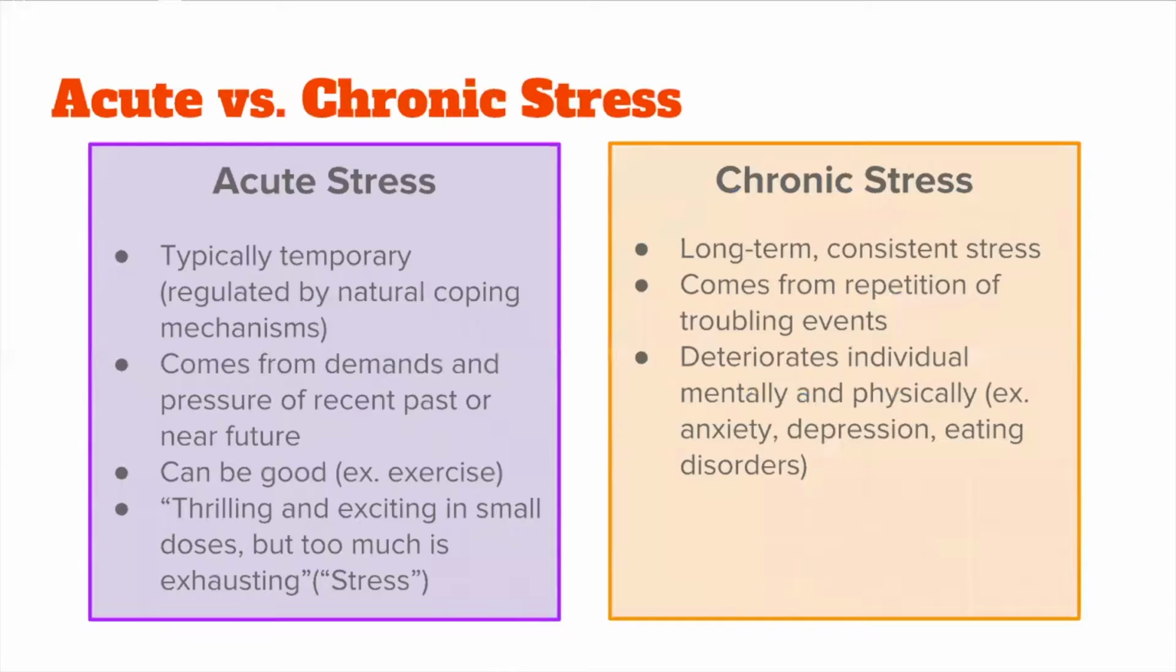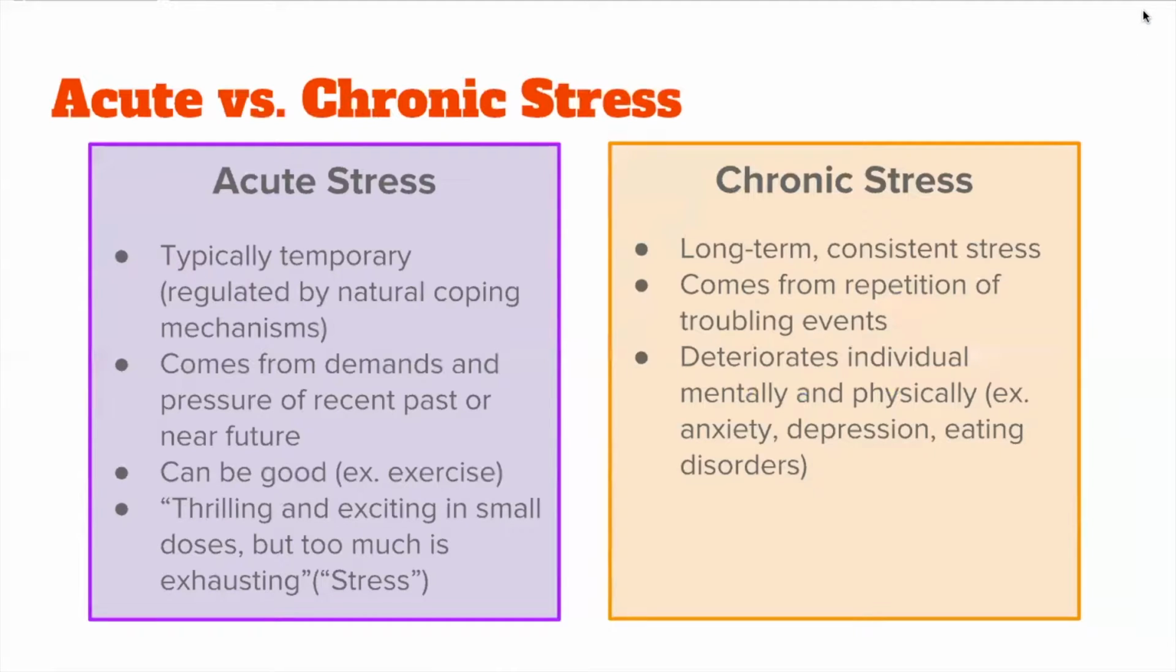The HPA axis deals with two types of stress, acute and chronic. The first, acute, is usually what we think of. These are the short-term stressors that occur on our day-to-day basis because of demands or pressures that we deal with from the past or in the future. Typically, a person can cope with these small stressors. Small stresses can even be good, like exercise. The problem occurs when the acute stress turns into chronic stress. This quote down at the bottom says, "Thrilling and exciting in small doses, but too much is exhausting." That's the chronic stress.